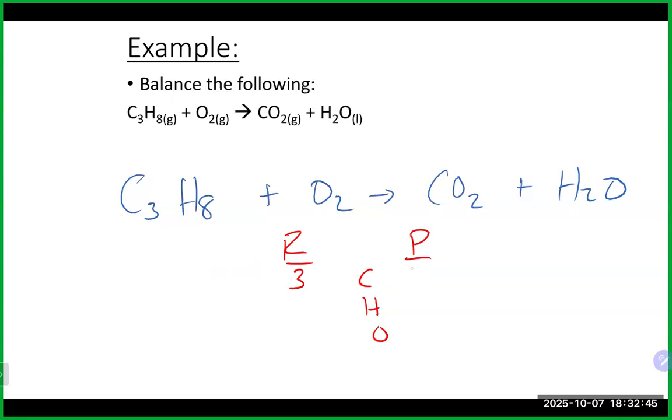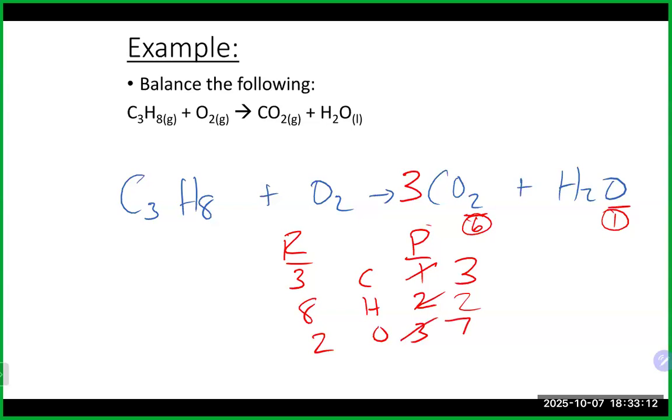All right, so we got 3 carbons on the left there, 1 on the right, 8 hydrogens on the left, and 2 on the right, 2 oxygens on the left, and again we got 2 there and 1 more there makes 3. So again here I'm just going to start with what seems simple to me. Carbon seems simple, so I'm just going to put a 3 there. That will now give me 3 carbons. Still have 2 hydrogens. We now have 6 oxygens there, plus 1 more gives me 7.